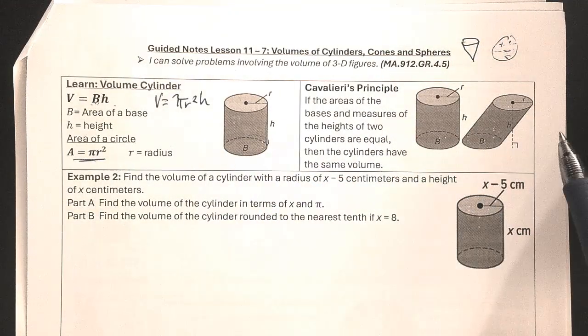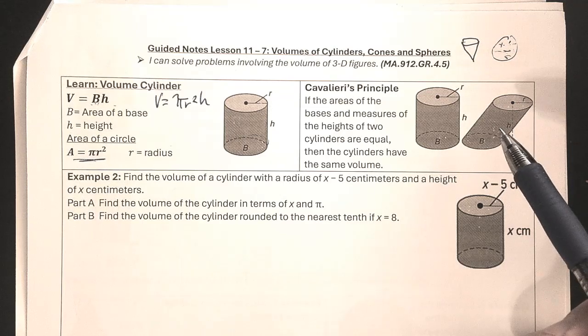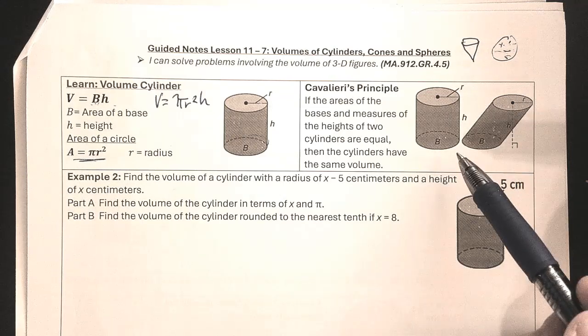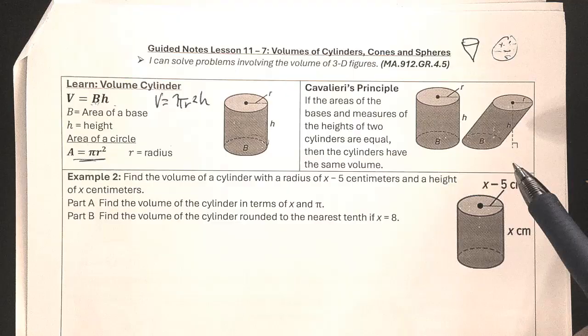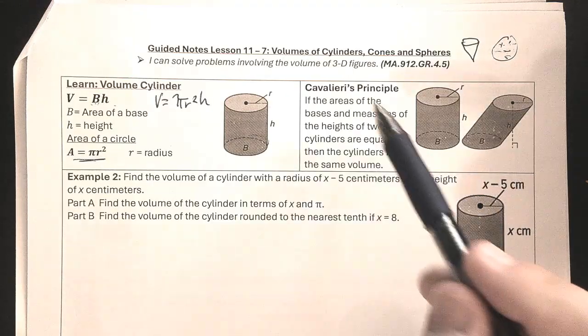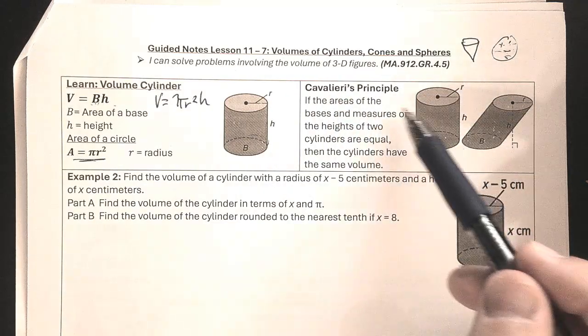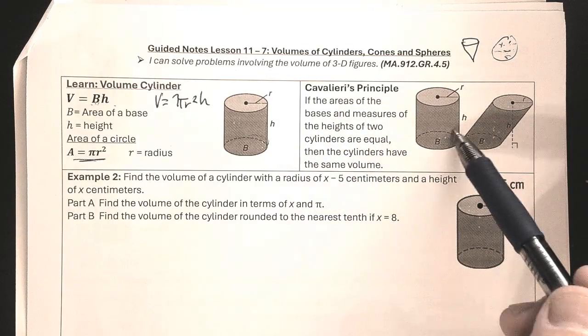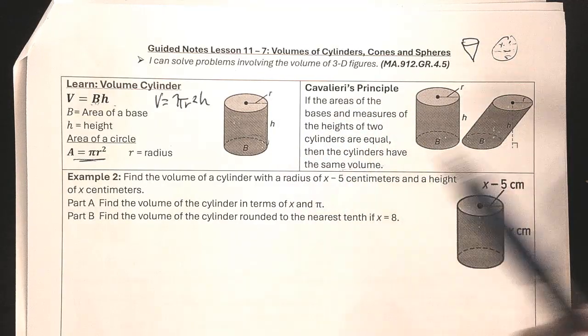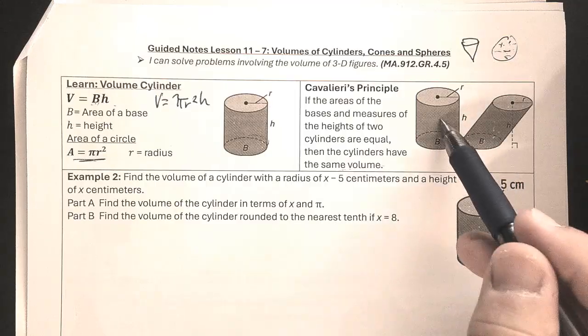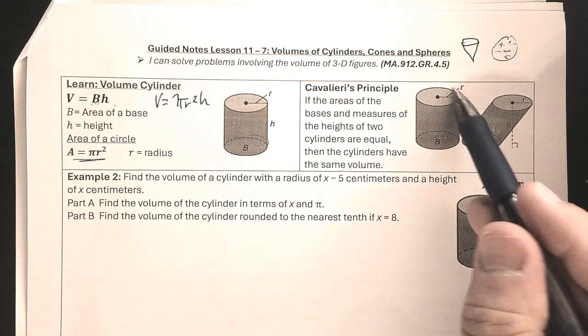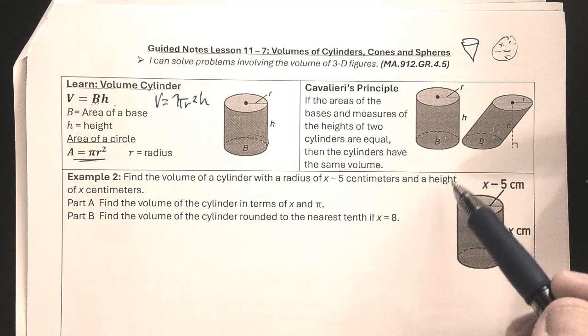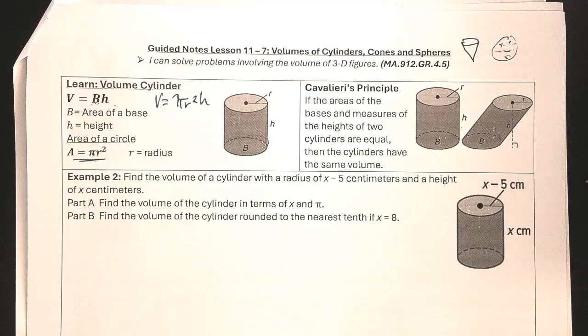All right, so let's talk about Cavalieri's principle. Excuse me just a second. I may have to go get the printer if it keeps beeping at me because it's out of paper. But Cavalieri's principle tells us that if the areas of the bases and the measures of the two heights are equal, then they have the same volume. It just shows that they can be shaped differently, but if the base area is the same and the height's the same, the volume is the same.